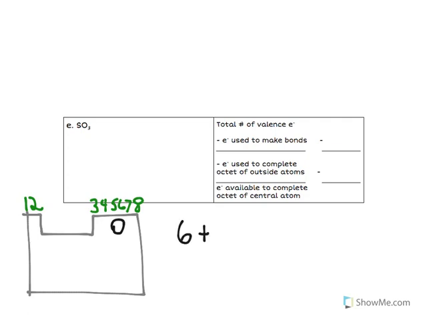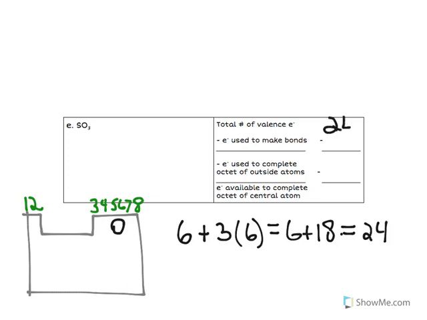Then I look for oxygen. Oxygen also has 6 valence electrons, but because there are 3 oxygen atoms in the molecule, I need to multiply that by 3. So the total number of valence electrons in this molecule is going to be 6 plus 18, or 24. So therefore, there are 24 total electrons available.